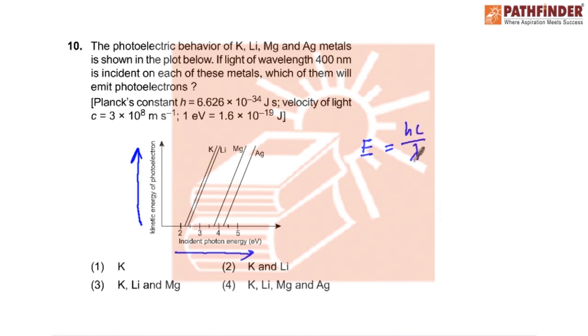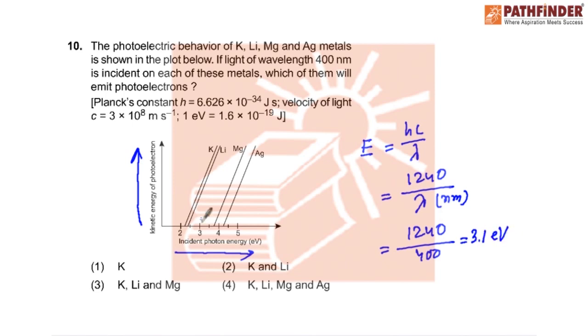but we keep this in mind in the form of 1240 divided by lambda, which is in nanometer unit, so that we can easily calculate the energy of the incident photons from this equation, which is 1240 divided by lambda, given 400. So it is roughly equal to 3.1 electron volt.